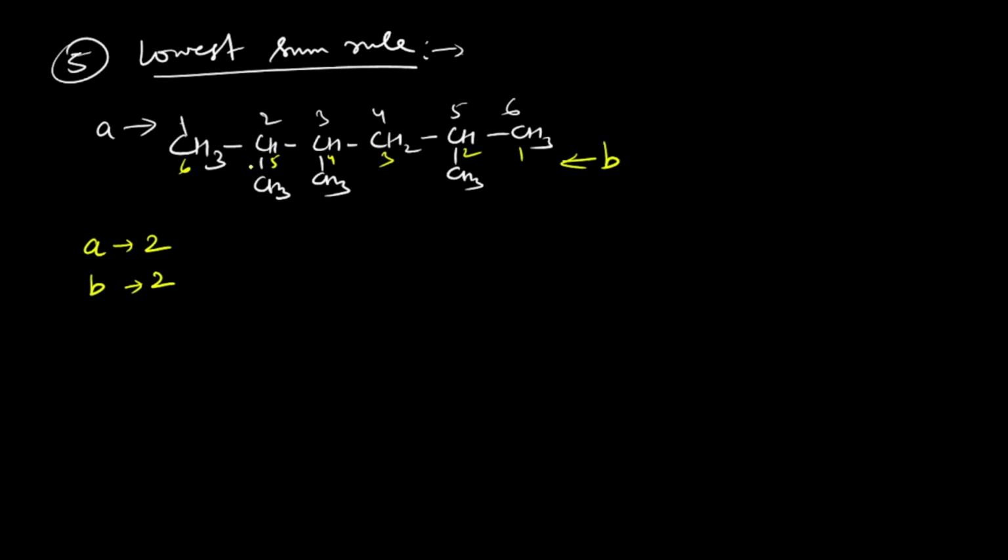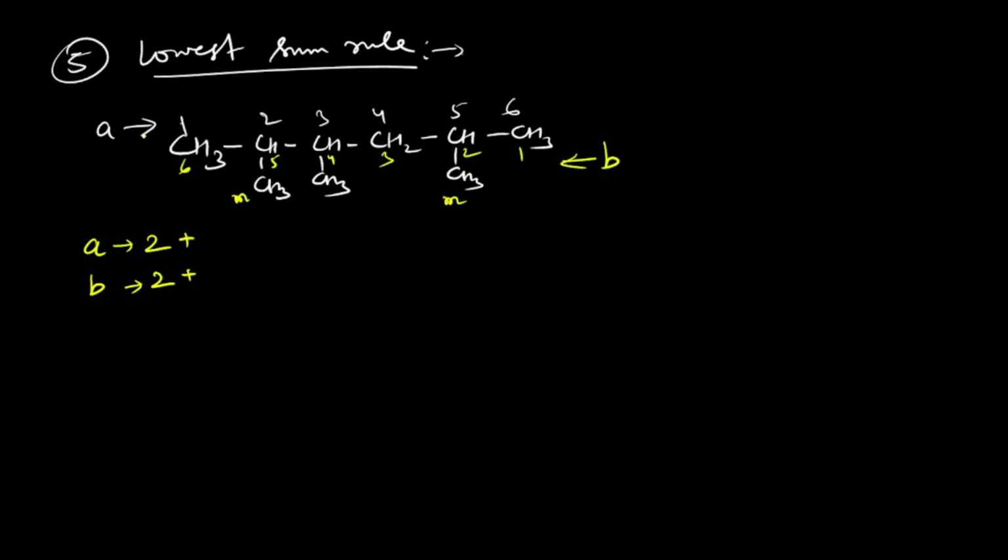Here, this is a methyl group, it starts with M. Here also it is a methyl group, starting with M, correct? Now on both sides it is starting with M, so that also is not useful. That's why rule number 5 came. Write all the positions and add them up.